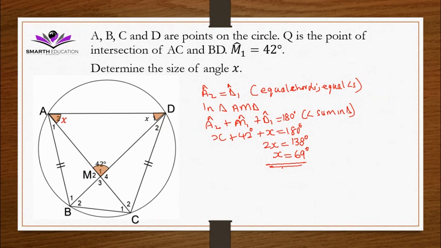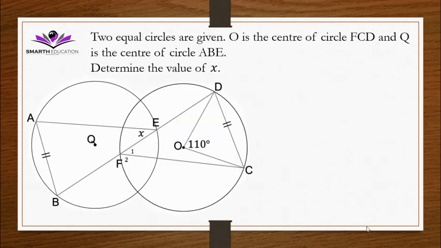I'm going to show you the last question, then you do it, then we discuss after that. Let's try. Let's do it together. Two equal circles are given. O is the center of circle FCD and Q is the center of circle ABE. Determine the value of X. So these two circles are equal. Okay, what do we know about equal circles and equal chords? Equal chords in equal circles subtend what?